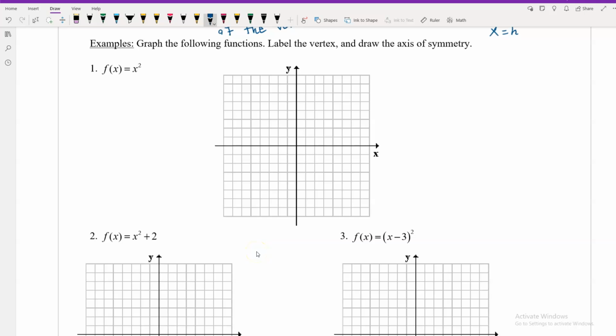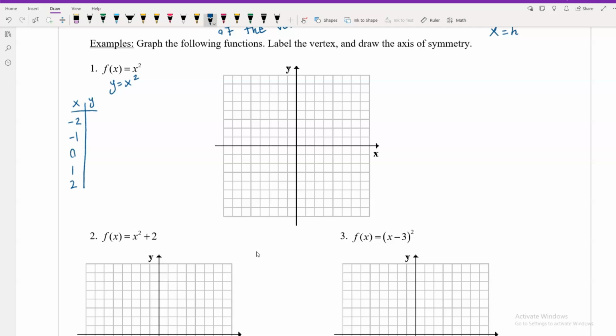Graph the following functions, label the vertex, and draw the axis of symmetry. The first one we have is f of x equal to x squared. Let y equal f of x. So this is y equals x squared. Here we have x, here we have y. For x, I'm using -2, -1, 0, 1, 2. You can have any number, but I'm using these 5.